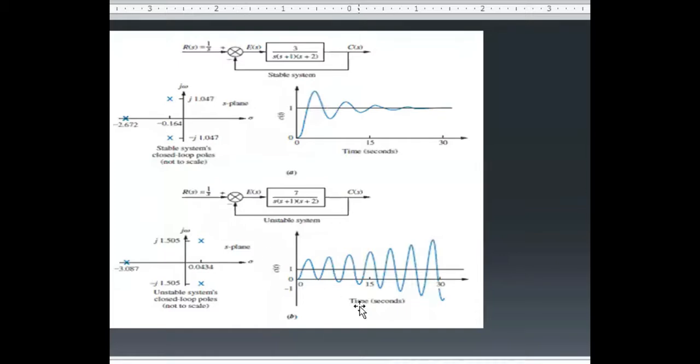Now you see the response. If you plot it, you see that the system response is not converging at the value 1, like it happened in the upper case, but its value is growing and growing. So what does it mean? That your system is unstable. If you keep running this system, it will ultimately damage your system.